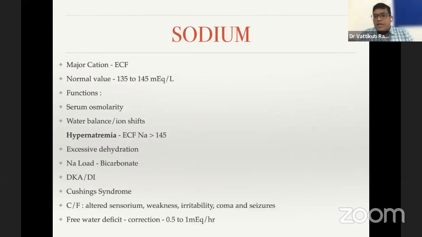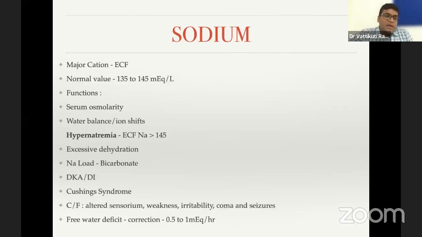Then you look at the renal parameters, other electrolytes like sodium and potassium, which we commonly do. Sodium is a major cation which is predominantly present in the extracellular fluid. Normal value is around 135 to 145, and its predominant functions are maintaining the serum osmolarity, water balance, and ion shifts.